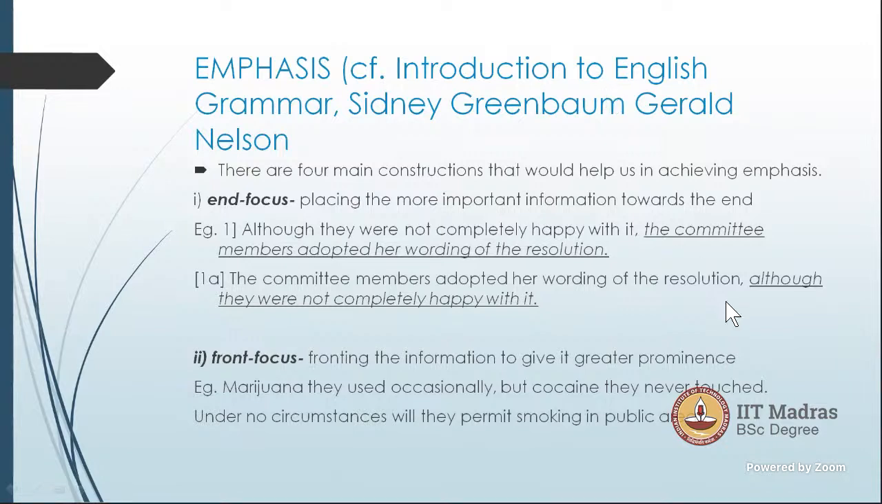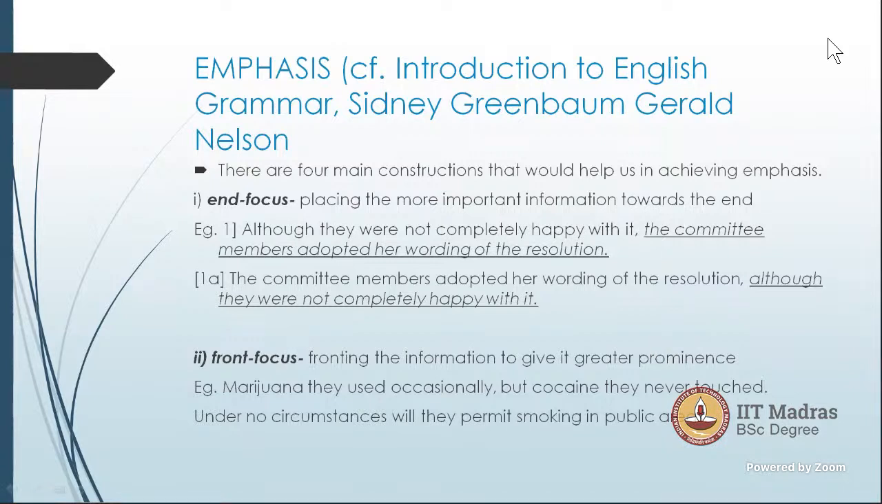Ma'am, they used marijuana occasionally, but they never touched cocaine. But they never touched cocaine, right? So what is the difference do you think between these two sentences? They used marijuana occasionally, but they never touched cocaine, versus marijuana they used occasionally, but cocaine they never touched. What is being given significance? Which part? How would you tabulate both of these sentences based on the significant part or the important part in the sentence?